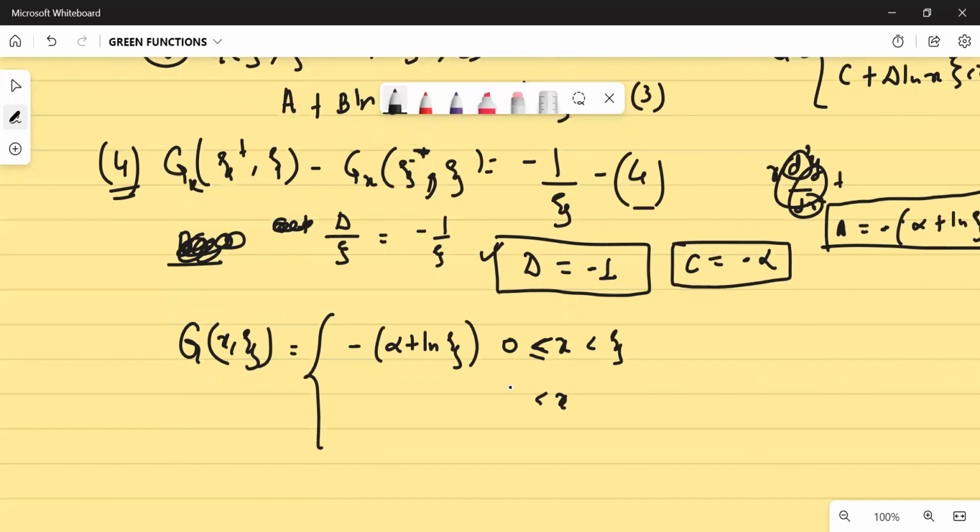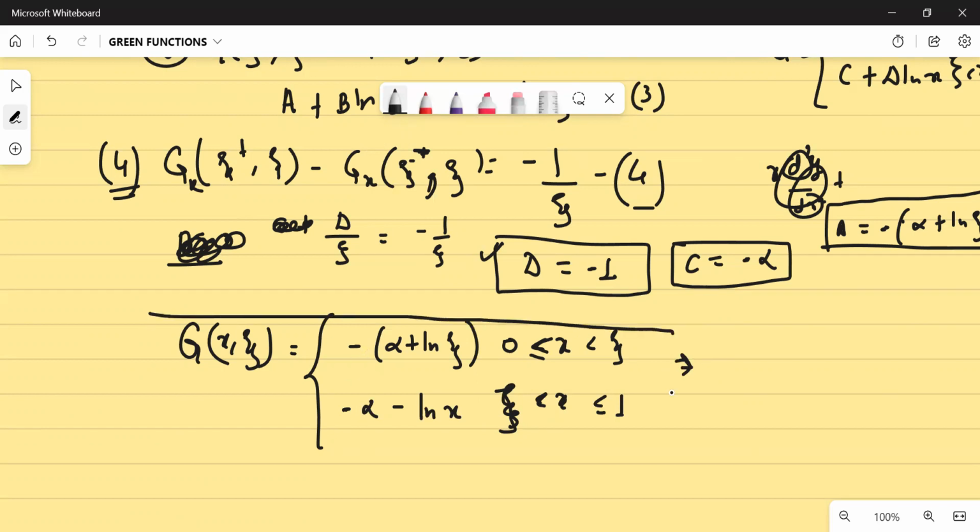And then you have x from zeta to 1. And I think this particular expression you can write as c, minus 1 plus alpha, if I'm not wrong. So minus alpha and minus ln x. Is that clear? You can take the negative common out and write it. So this will be your Green's function for the given Cauchy-Euler differential equation. Is that clear? Yes, sir.